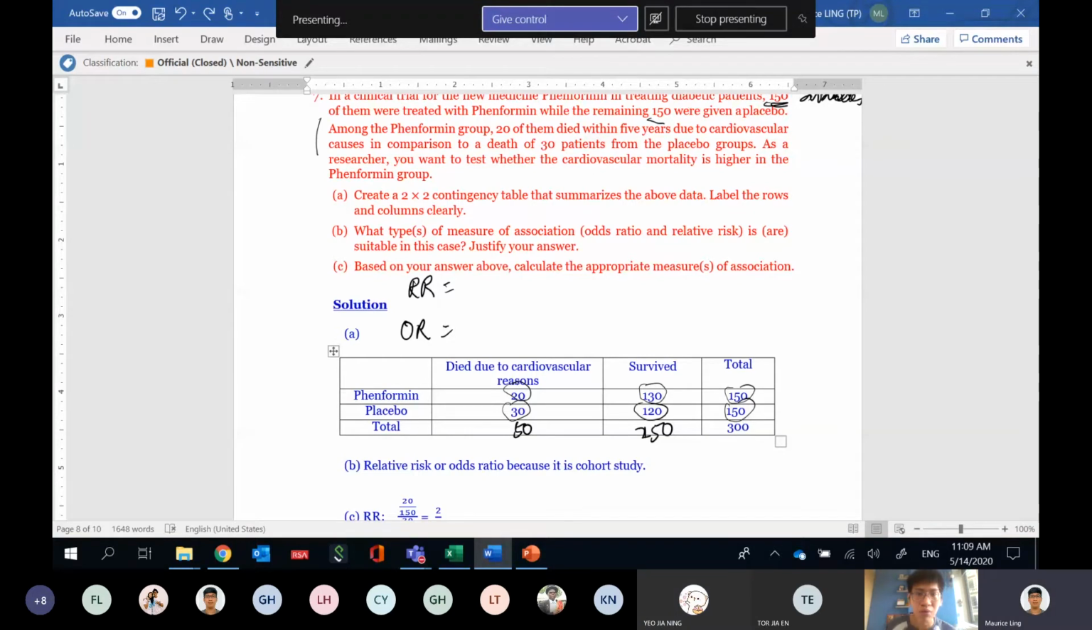Okay. Relative risk is die during cardiac, so it's 20 divided by the total number, because it adds up to 150. Then the whole thing divided by 30 over 150. So essentially you minus off, it's actually 20 over 30, which is 2/3. 2/3 is 0.67. Okay, so who is calculating relative risk? Did you type in the wrong thing on the calculator or whatever?